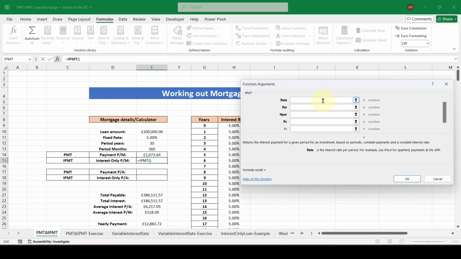First of all, we do have to select the rate, that is the 5% here. Once again, we do have to find out the monthly payments, so we'll just divide it by 12. Then we have the period.